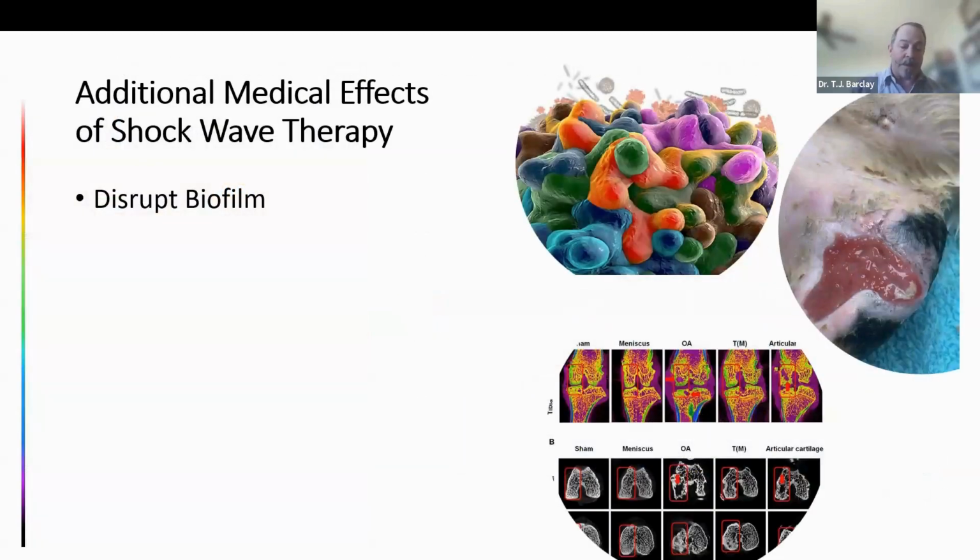Some other effects that shockwave has been shown to have is it will disrupt biofilm. And that's really just a mechanical disruption, breaking up the biofilm, but it does expose the bacteria there to where they can be subjected to our antibiotics or antibacterials and have that effect. And that's really beneficial when we talk about treating things like wounds.